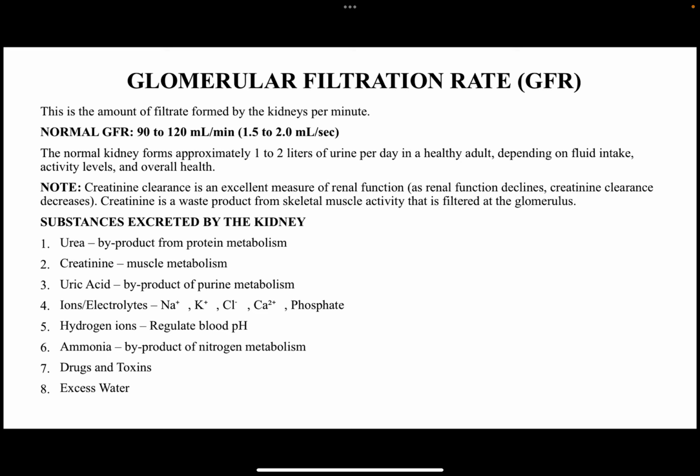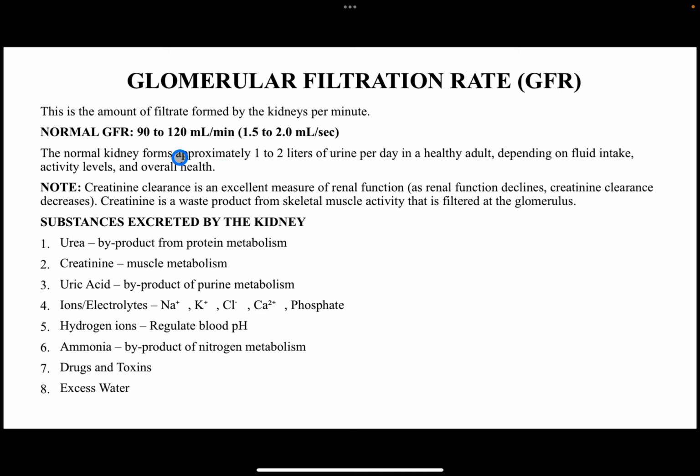Okay, so always remember, the amount of filtrate that is formed by each kidney per minute is what we refer to as the glomerular filtration rate.